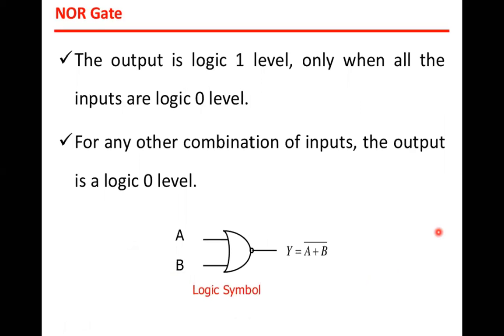The output is logic 1 level only when all the inputs are logic 0 level. It means if all the inputs are 0, only in that case you'll get output as 1. Otherwise, the output will be 0. For any other combination of inputs, the output is a logic 0 level. Now you see that this is A and B and a bubble, so A plus B whole bar.